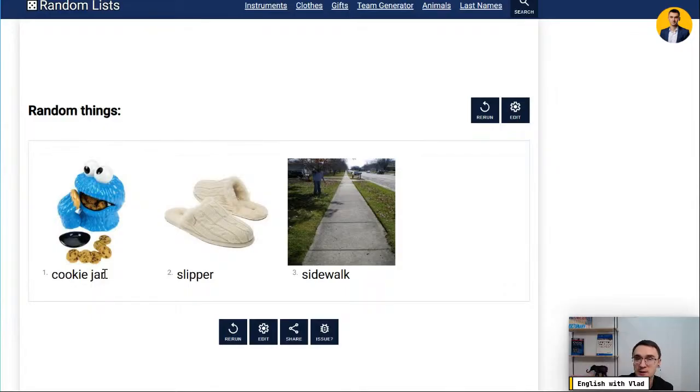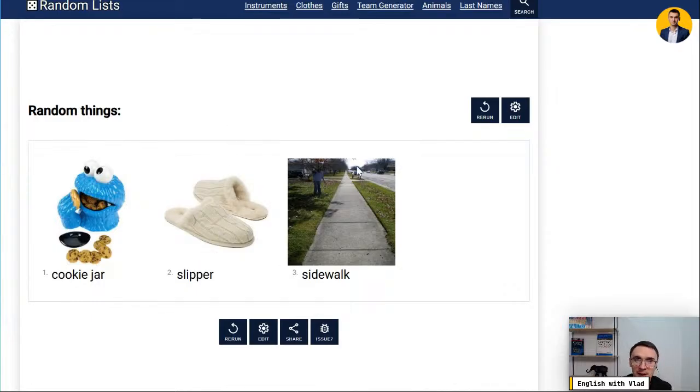Then we have one slipper, and it's a bit strange because if you remember, there was a word shoes, and there was only one shoe. But here we have two slippers, but the word is in singular. It's a singular noun, slipper, but two are slippers, and again we call them a pair of slippers.